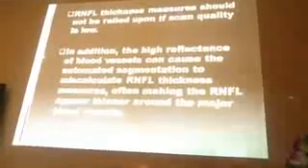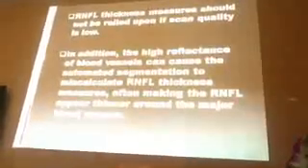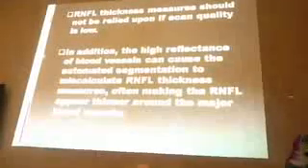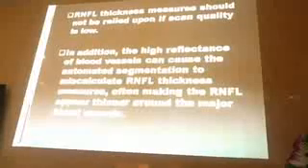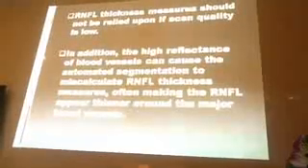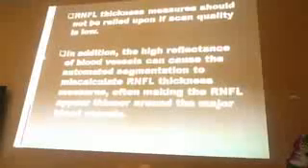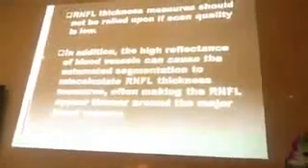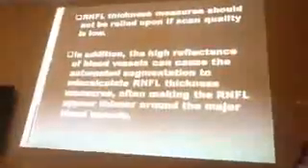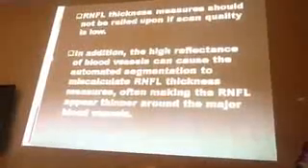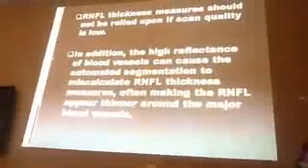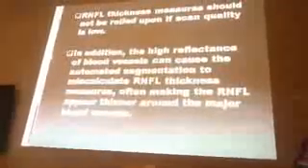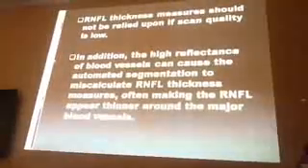Retinal nerve fiber layer thickness measures should not be relied upon if scan quality is low. We've emphasized that a lot. In addition, the high reflectance of blood vessels can cause automated segmentation to miscalculate. Segmentation is like splitting the layers into two so that it's scanned. It's not really like anatomical dissection, but taking it layer by layer. So the high reflectance from blood vessels can cause the automated segmentation to miscalculate retinal nerve fiber layer thickness measures, often making the retinal nerve fiber layer appear thinner around the major blood vessel. One should also take that into consideration when analyzing.